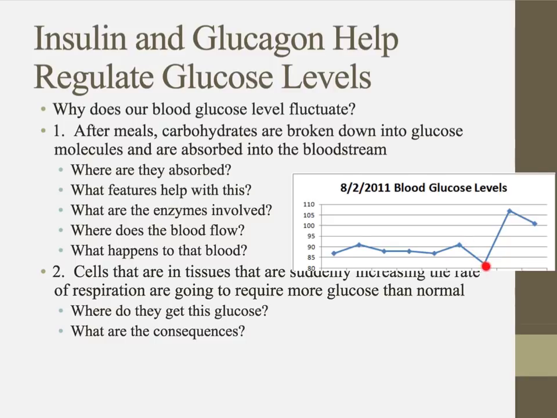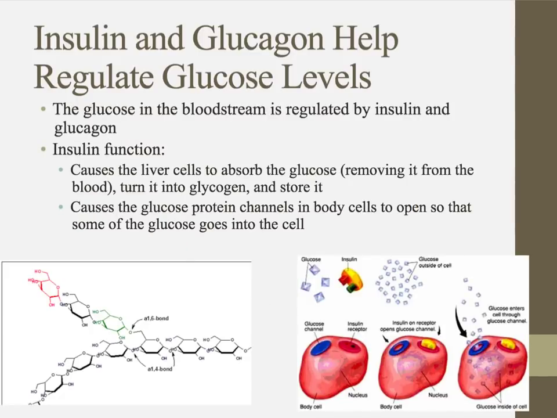So here's a period of exercise. I'm using that glucose that's already in the blood. Here's a period where we're eating and digesting. The two hormones that are released by the pancreas that help regulate glucose levels are insulin and glucagon. Let's talk about insulin first.